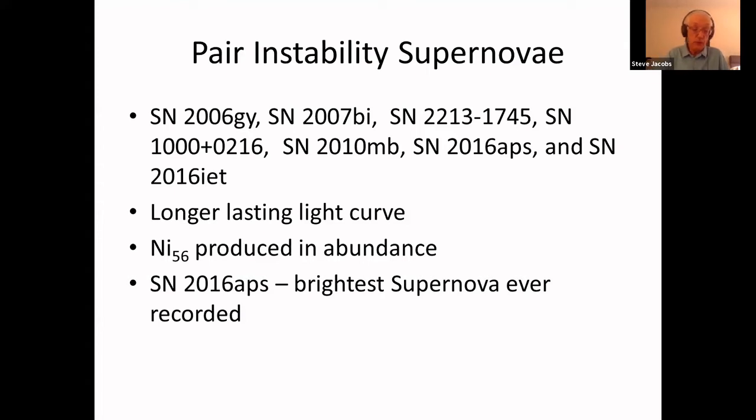The light curves for these are quite different from common types of supernova. The light curves are quite highly extended, with peak luminosities occurring months after the onset. And this is due to the extreme amount of radioactive nickel-56 expelled and the optically dense ejecta from the supernova.